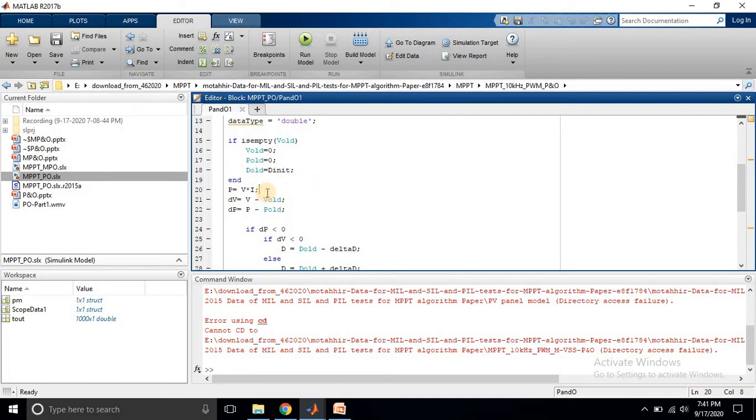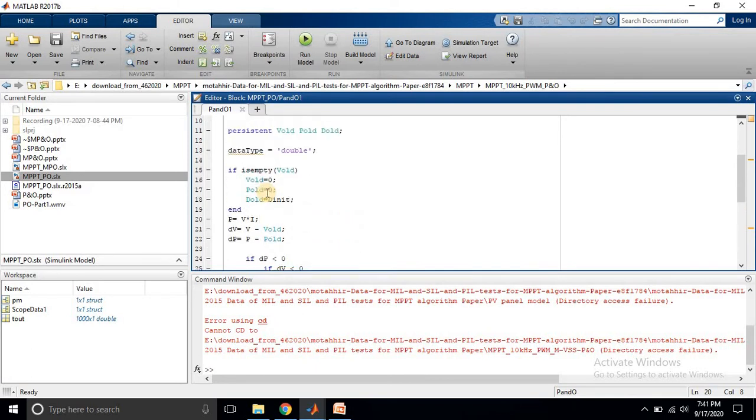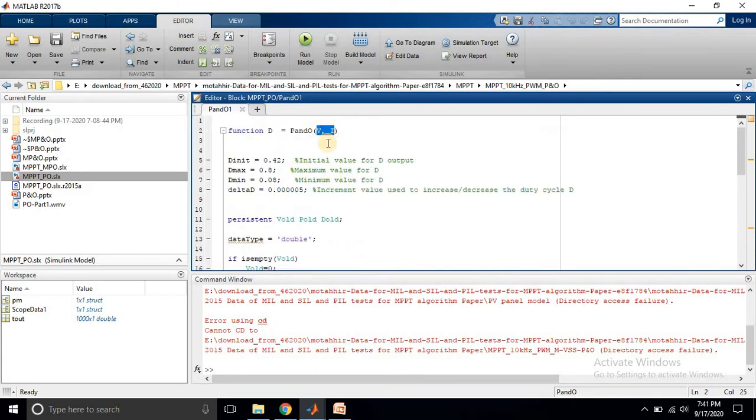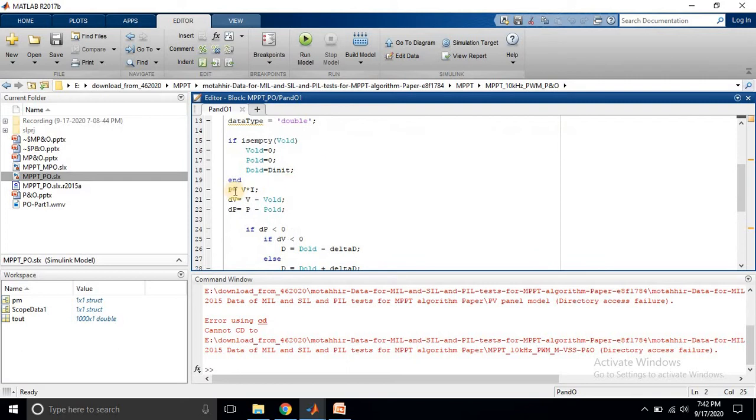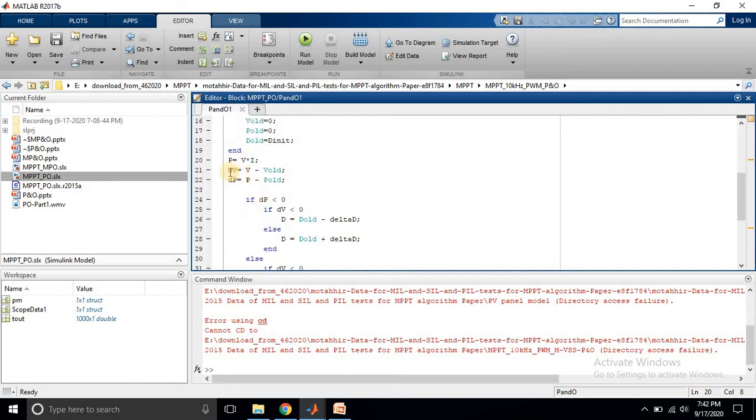Okay, so next we have to calculate the power based upon the data received from the PV panel. The V and I are received from the PV panel measurement. So you just have to calculate power equal to V into I, and then calculate the voltage difference, that means V minus V_old. V is considered as the current instant voltage, and P is considered as the current instant power. In order to take the difference, you have to subtract the previous instant voltage from the current instant voltage, and the previous instant power from the current instant power.